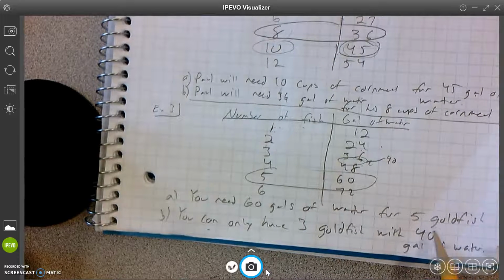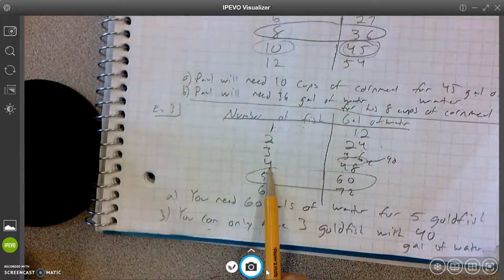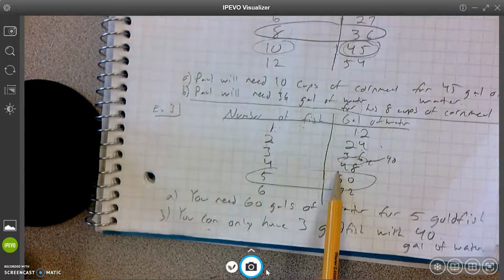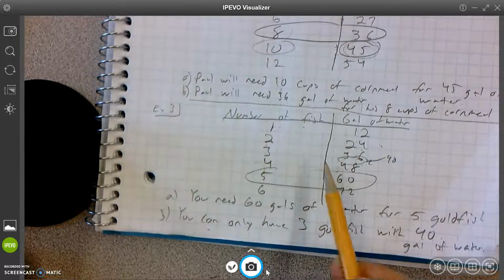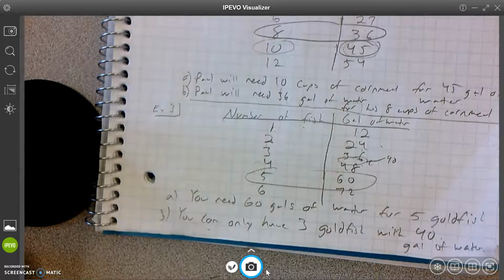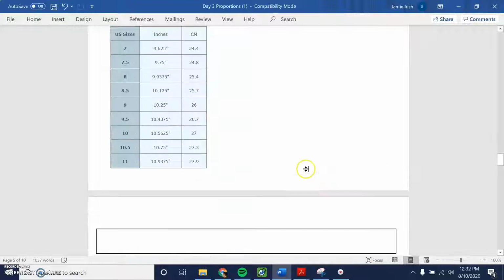Bam. Why? Because if you had 4 goldfish, you need 48 gallons for it to be fully grown and have the correct amount of gallons right there. Cool. You're going to have some left over, more water than you need, but that's cool. Those 3 fish are going to be swimming in a lot of room. Got it. Okay. Nice job.